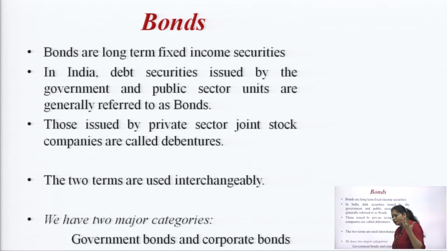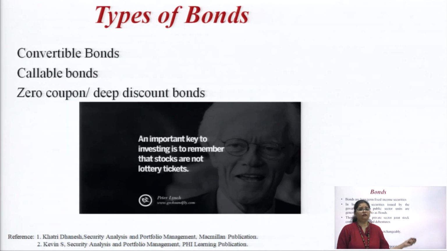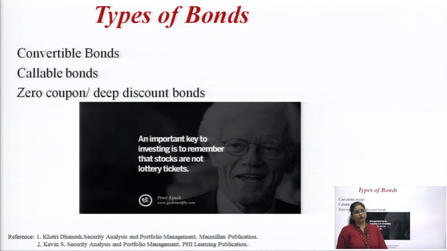So, what do we have in hand from the definitions of debentures and bonds? We have two categories. One is the government bonds issued by the public sector companies or the government, and we have the corporate bonds that are issued by joint stock companies. But we still have categories within the types of bonds.